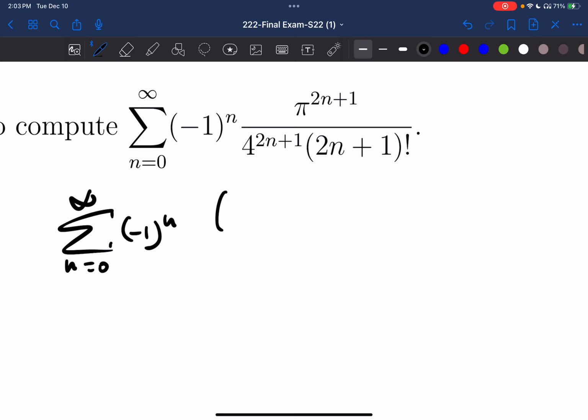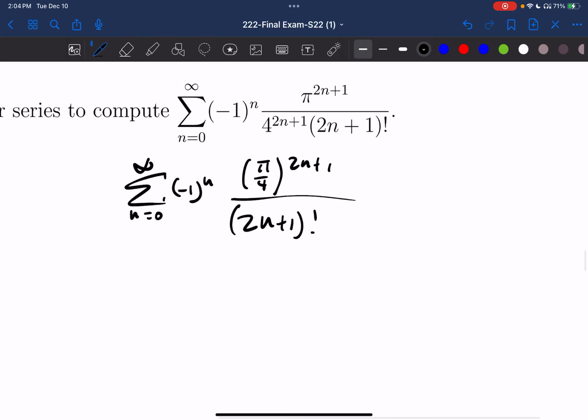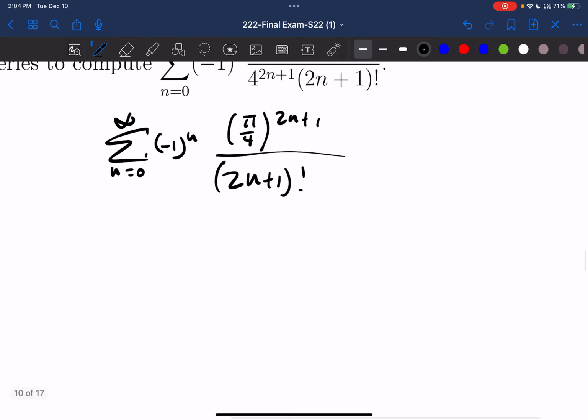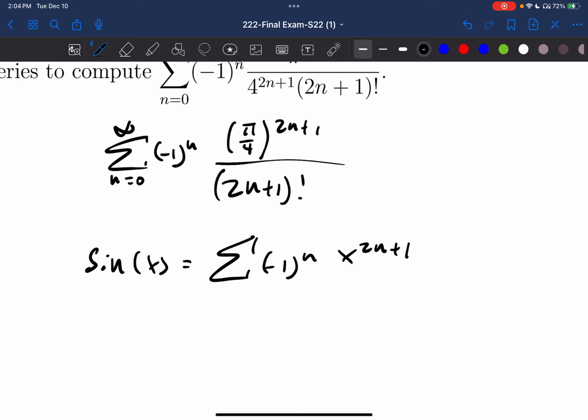Combining the bases, we're going to get (pi/4)^(2n+1) all divided by (2n+1) factorial. From here, we can look on our equation sheet for something that looks like this. And we can notice that sine x is equal to (-1)^n x^(2n+1) over (2n+1) factorial.